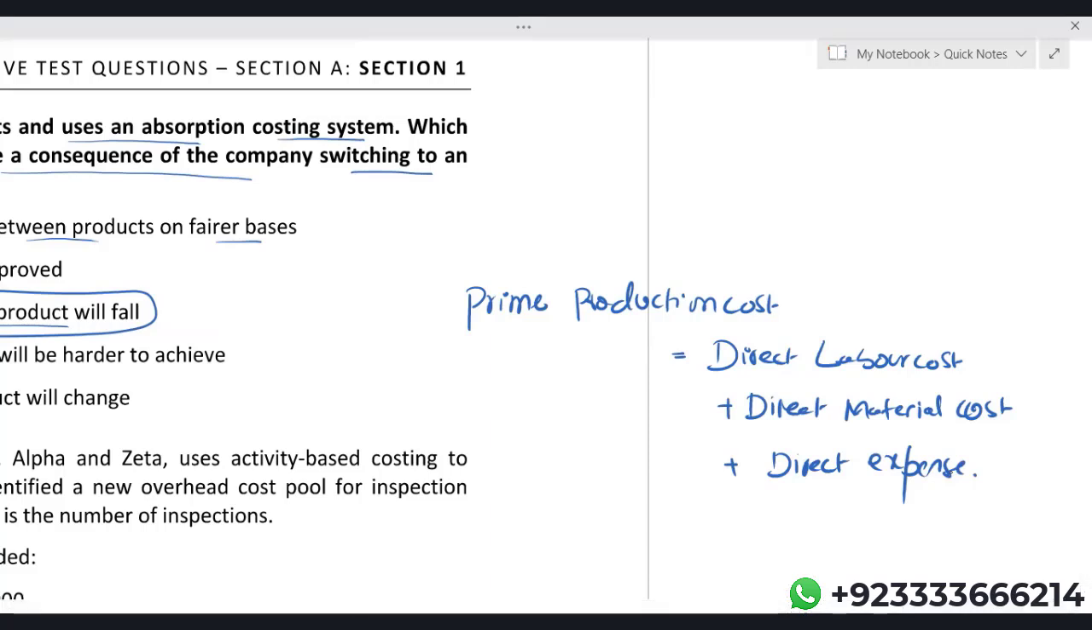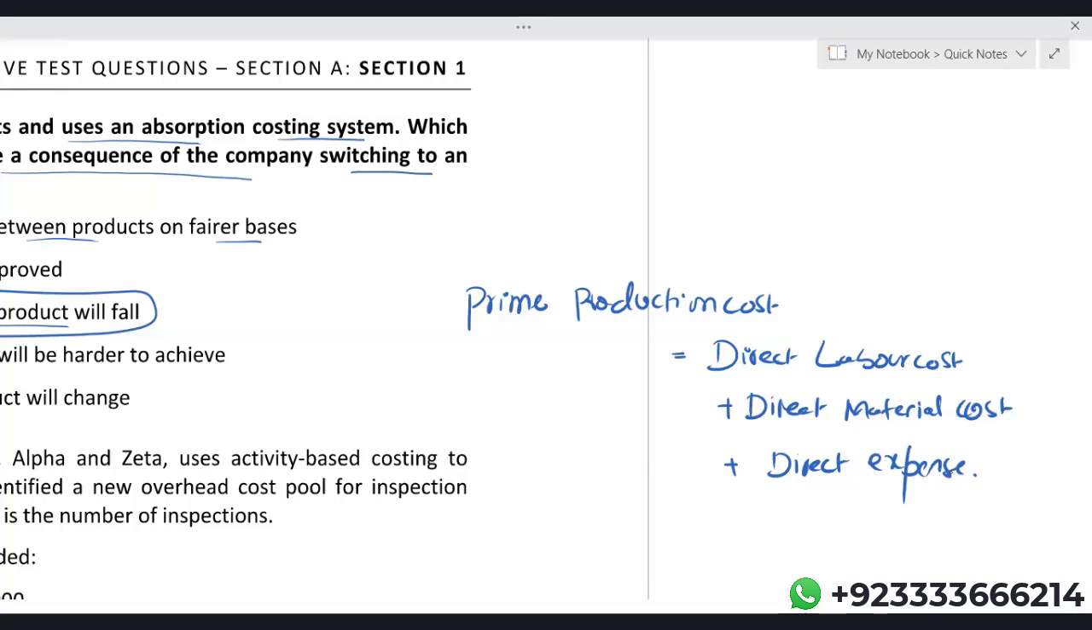So the direct labor cost will remain the same, either in absorption costing or in ABC. Direct material cost will remain the same. Direct expense cost will remain the same. So the prime cost, the major cost, will remain the same. It has no impact, either you are going for ABC or you are still at absorption. Under both costings, your prime production cost, another name for which is direct cost, will remain the same.